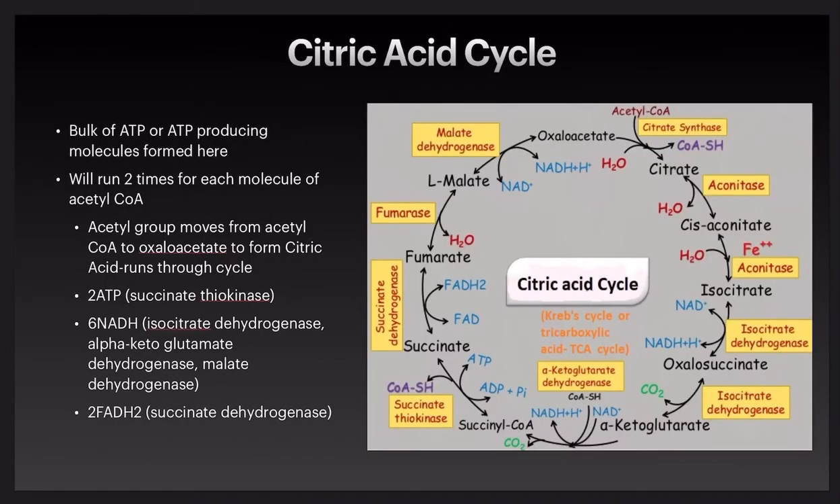Now the citric acid cycle is where most of our ATP, NADH, and FADH2 is going to be coming from. So this will run 2 times for each molecule of acetyl CoA, the same way that the pyruvate dehydrogenase complex ran twice. The acetyl group moves from acetyl CoA to oxaloacetate to form citric acid.